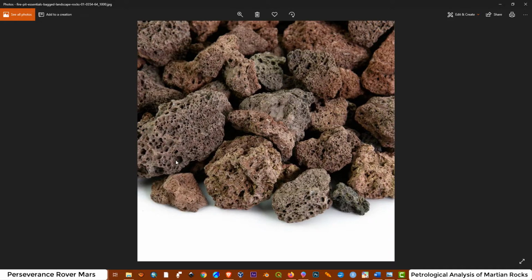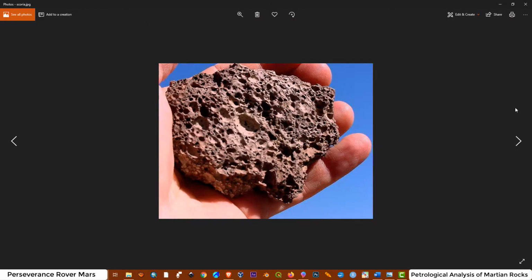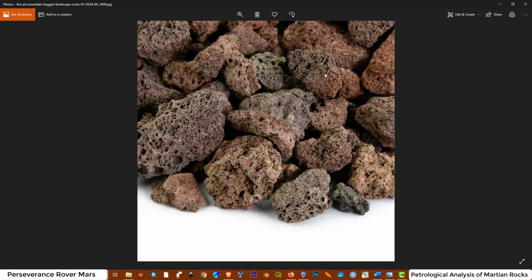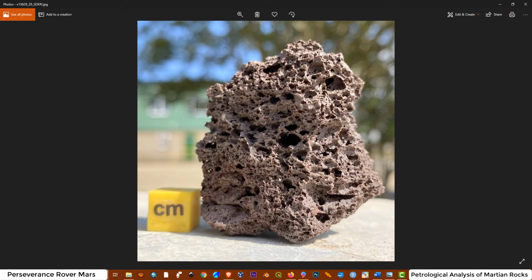Let's move on to the next image. As we can see in this image, the holes are not really deep, and the diameter is not totally round. The shape of the circles is quite irregular. This is another characteristic that we can observe in this kind of rocks. Let's see another image. All these characteristics make the rock very porous and light.